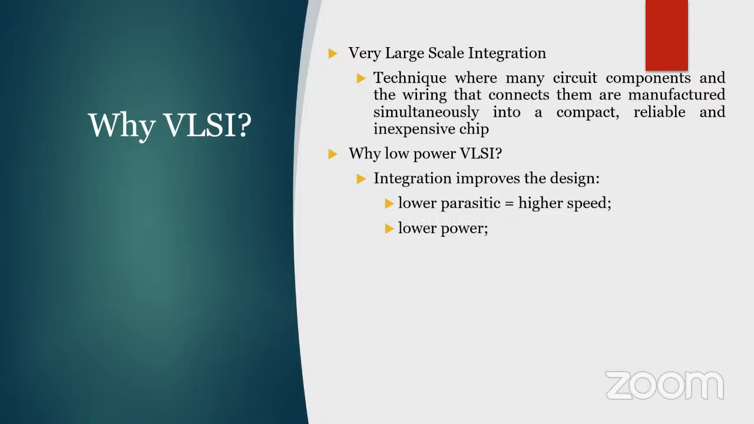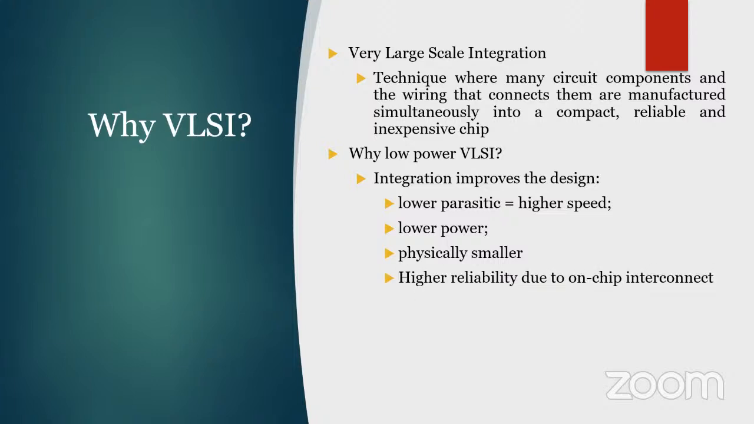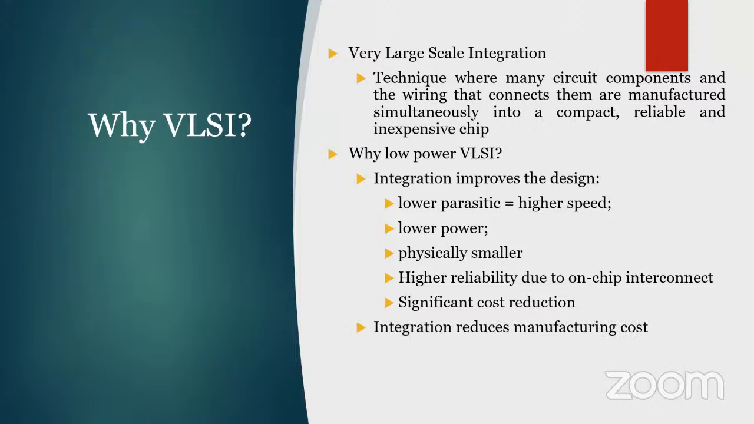That means the fewer circuit components there are, the higher the speed will be. The integrated circuit must have low power and the discrete components have high power. So we use MOS transistors for the fabrication. Smaller transistors require less energy, which results in less overall power consumption. Therefore, the device size should be smaller. All the connections and wiring are done on the chip itself, so it is highly reliable due to the on-chip interconnects. The overall size is reduced. As a result, the cost of the circuit is also reduced, and finally, manufacturing cost is also reduced.